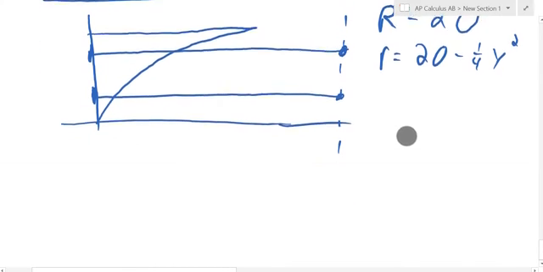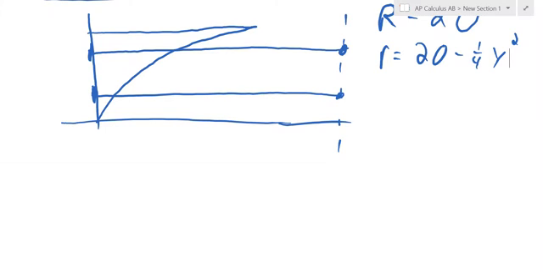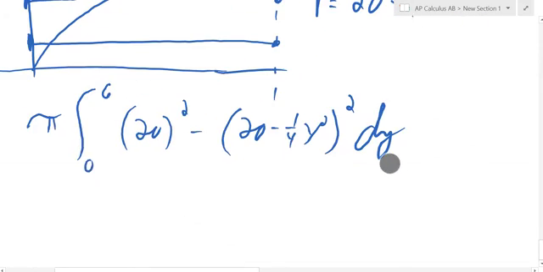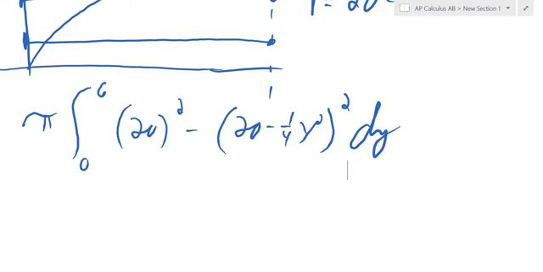Okay? So all that changes is the radii. So this is going to be pi times the integral. It's still 0 to 6, and it's big R squared, which is just 20, minus little r squared, which is 20 minus 1/4 y squared, and square that, dy. We good? Now look, let's actually find an answer here.